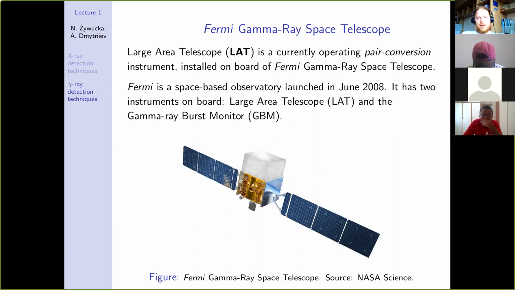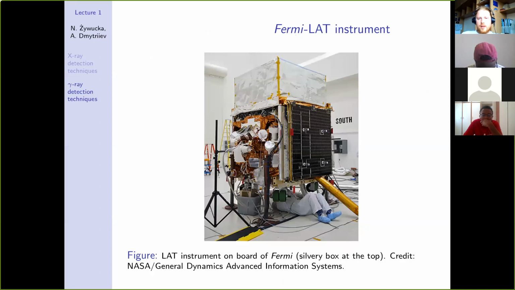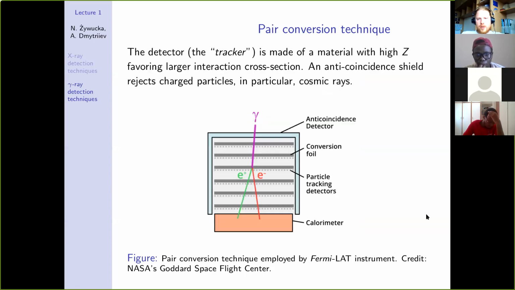So we will be focusing in this class on LAT. So this is the instrument operating. This is how the LAT looks before it was sent to space. This is the shield. This is the detailed structure. The Fermi LAT was launched in 2008, and it's been operating for 12, 13 years.